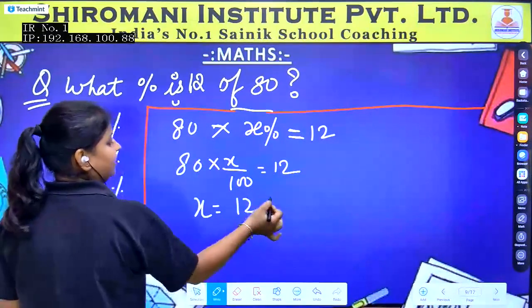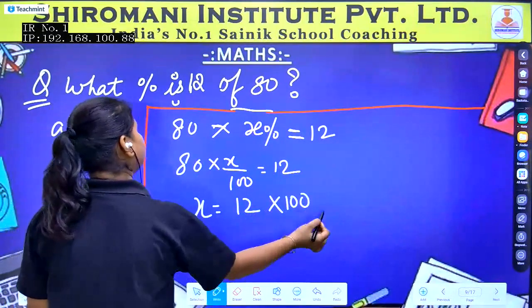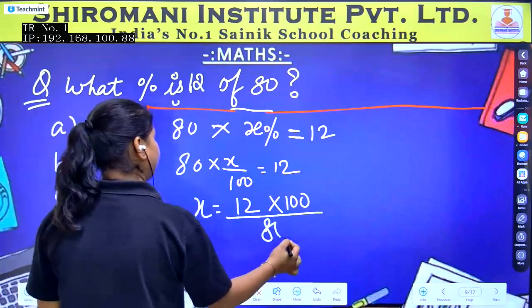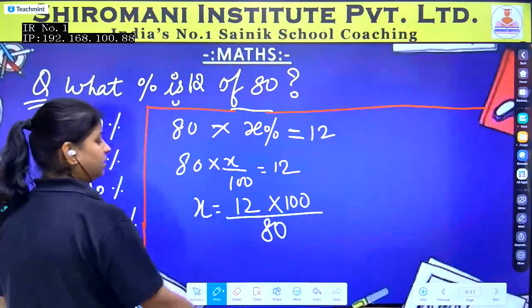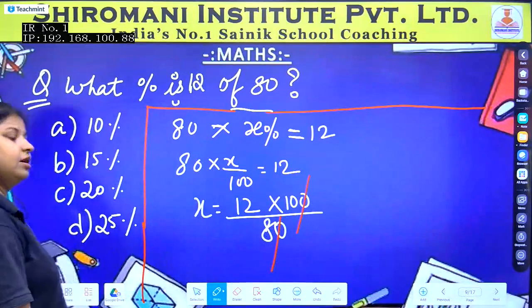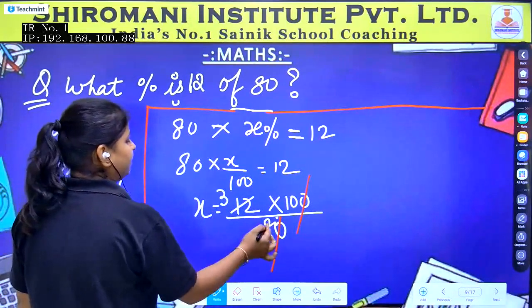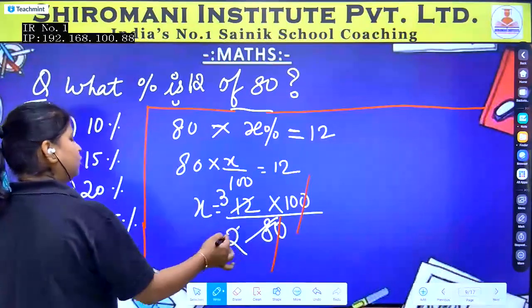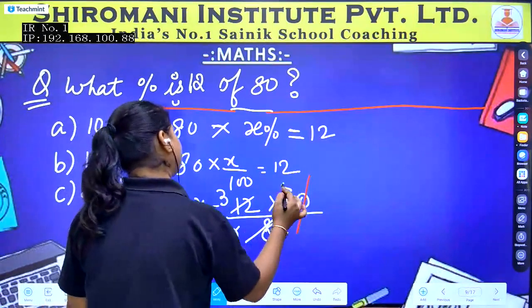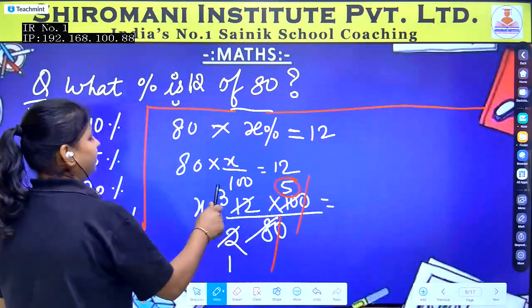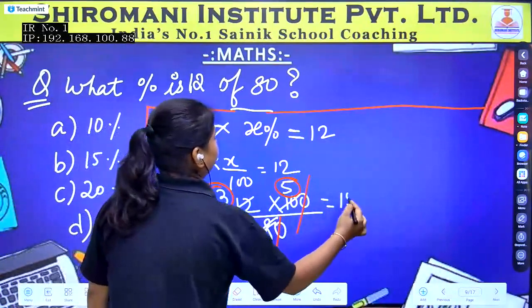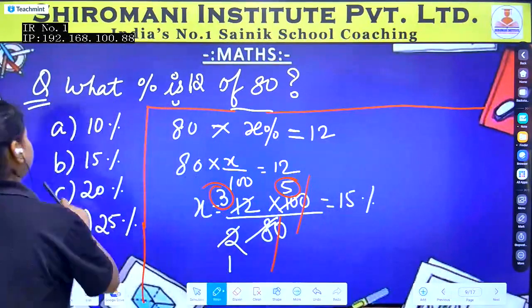12. This 100 will move to the numerator and this 80 shall be moved to the denominator, right? 0 say 0, cut. 4 3s are 12, 4 2s are 8, 2 1s are 2 and 2 5s are 10. I'm left with 3 and 5. 3 into 5 is 15%. That is option B.